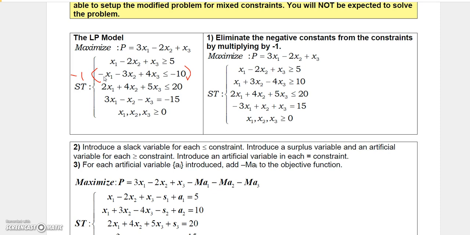And now notice what that's going to do. That's going to change the -x1 to a plus x1, the minus 3x2 to a plus 3x2, the 4x3 to a minus 4x3, and it'll flip the inequality from less than to greater than, and it'll change the -10 to positive 10. Now we also have to do the same thing down here where we have the -15. So we multiply this equation by -1 so that we get -3x1 plus x2 plus x3 equals positive 15. Okay, so now we don't have any negatives on the right hand side.